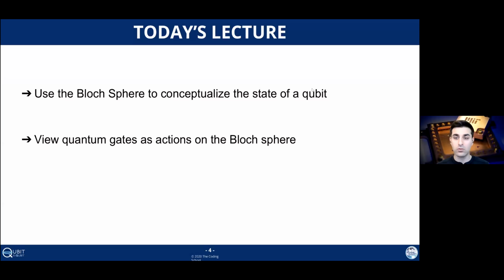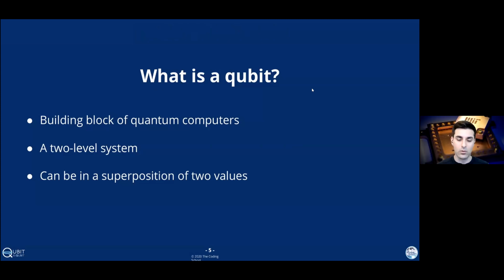It's a very powerful tool, very useful, and it could simplify some of the math a lot once you get comfortable with it. So again, with that, let's maybe talk about what a qubit is. We've mentioned a qubit many times throughout the course. But just to reiterate, a qubit is the building block of a quantum computer, and it is a two-level system.